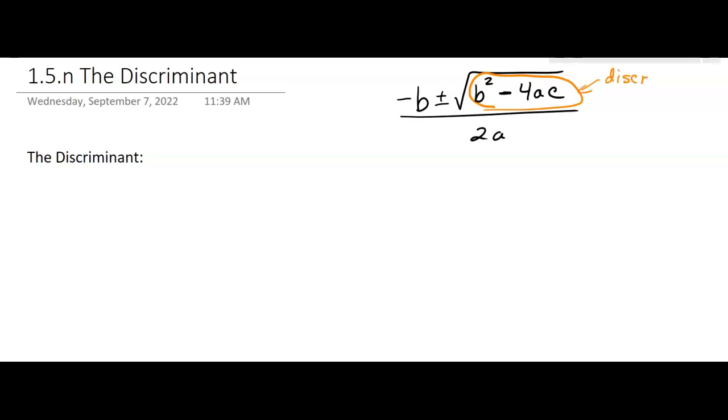Sounds like a movie, The Discriminant. I think I spelled it right.